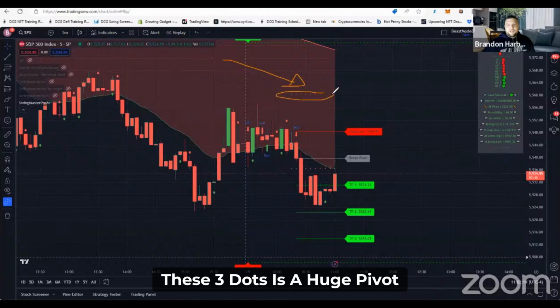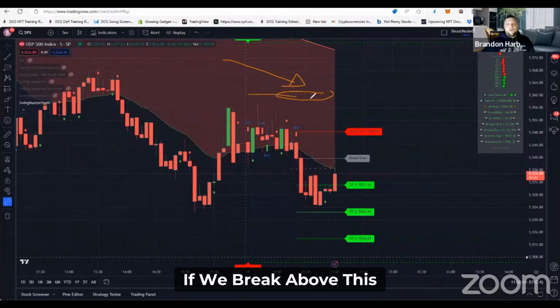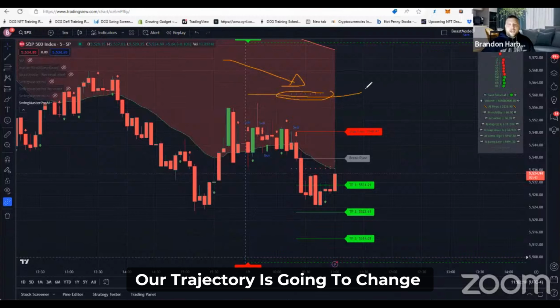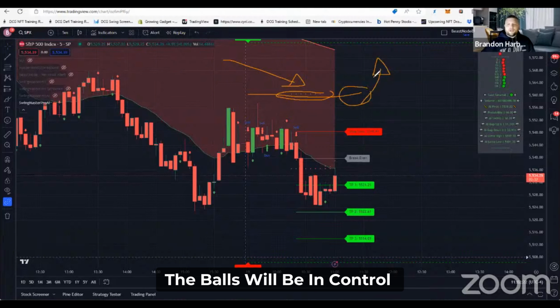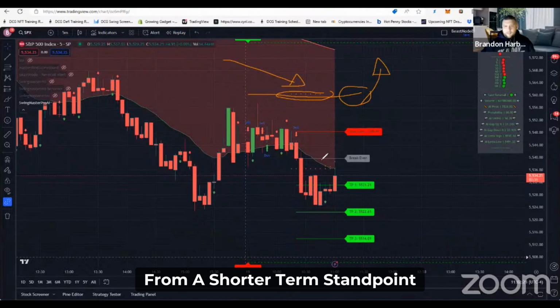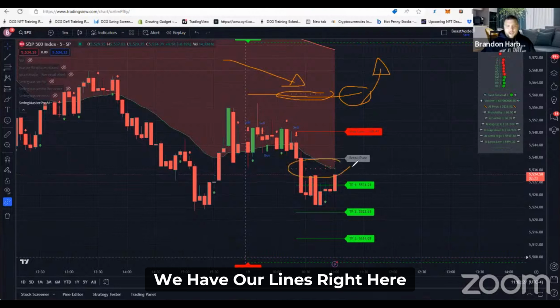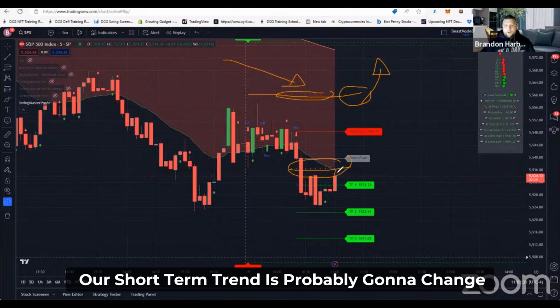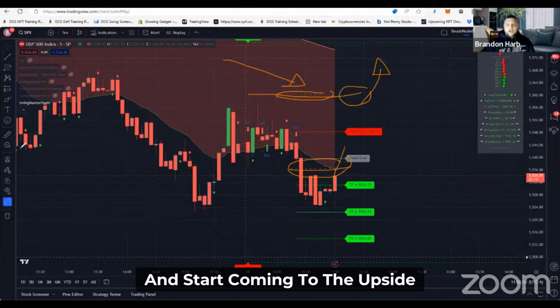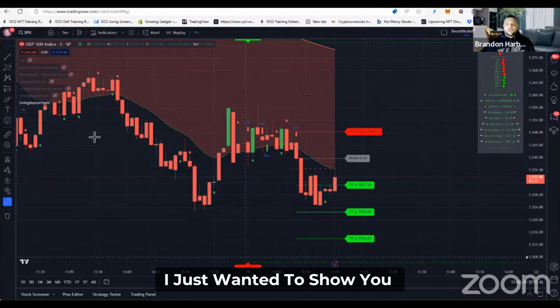These 3 dots are a huge pivot. If we break above this, our trajectory is going to change, and the bulls will be in control. From a shorter-term standpoint, we have our lines right here. If we close above this, our short-term trend is probably going to change and start coming to the upside. Anyway, I just wanted to show you this.